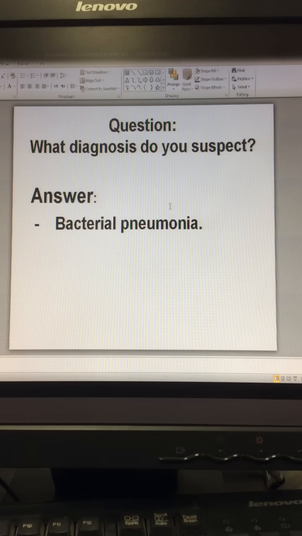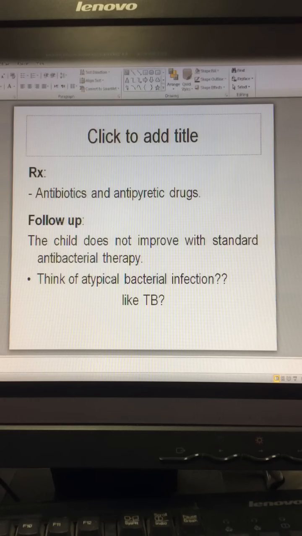The most likely diagnosis here is pneumonia due to bacterial causes, which is the most common cause of respiratory tract infection in children. As you know, bacterial infection should be treated with antibiotics. But this child, despite being treated with antibiotics and antipyretics, still has persistent symptoms, and this is why we should consider tuberculosis as a differential diagnosis.